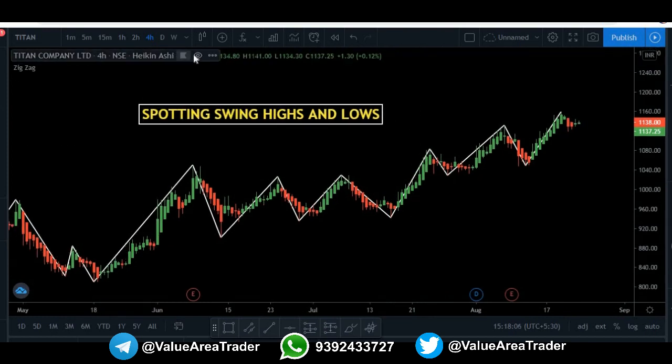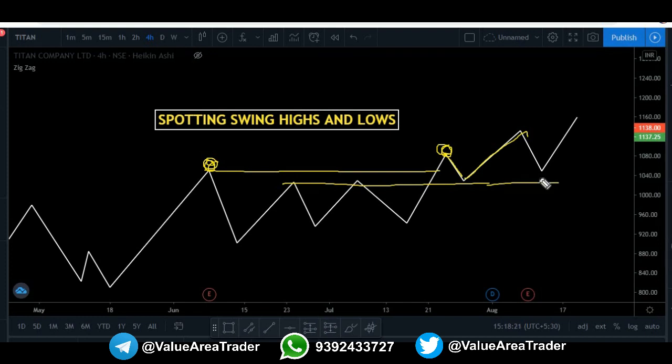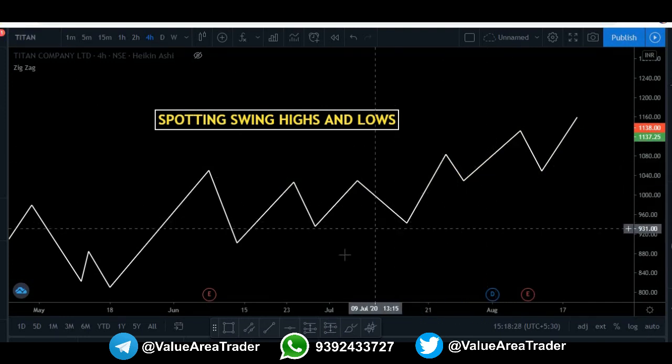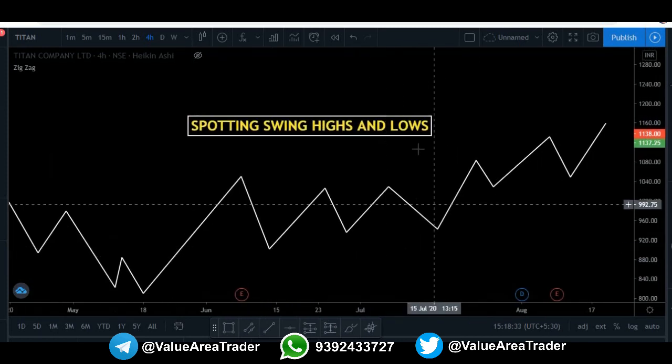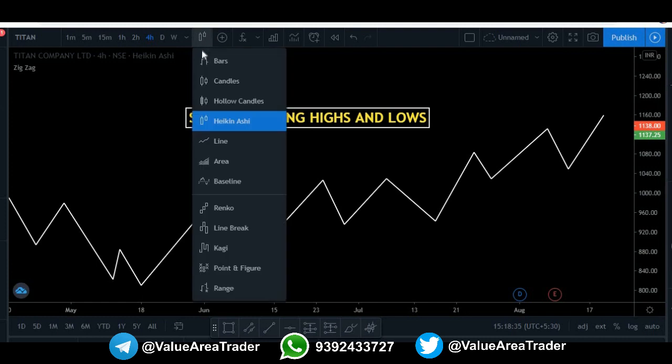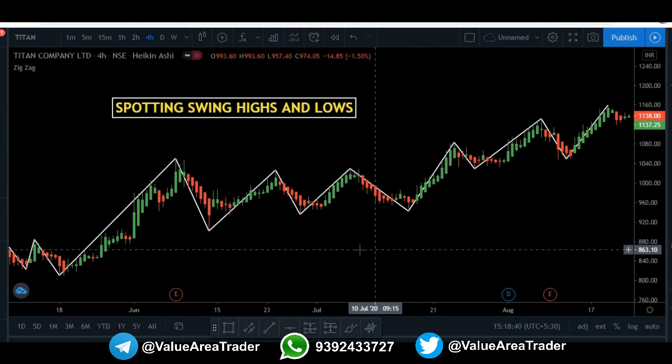If you want, you can remove the candles so that you can only see the swings here. You can clearly see how this high was broken, and then it took support at these highs and started moving again. The second time the price came to almost that point and again it was rejected. So this is showing a good trend of Titan stock here. You can use this indicator for different stocks. I would suggest you keep Heikin-Ashi candles so that you can easily see the trend.